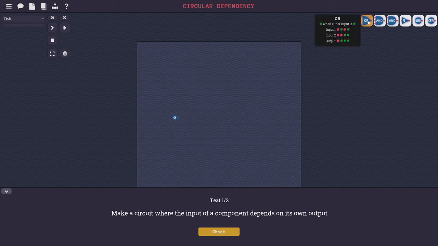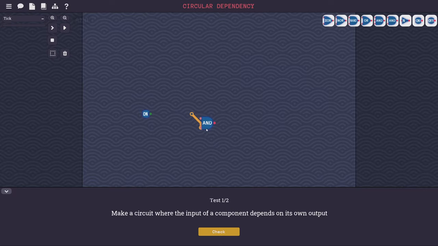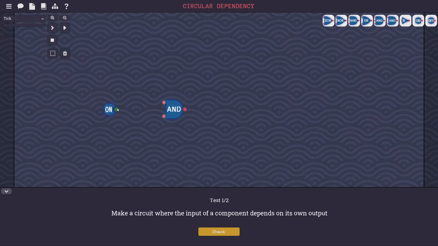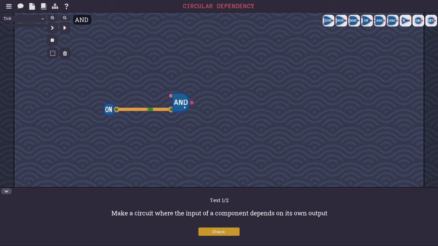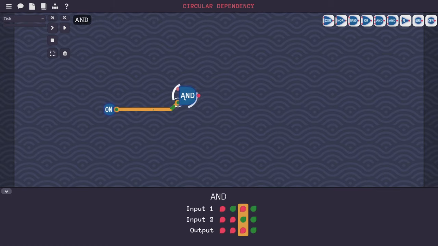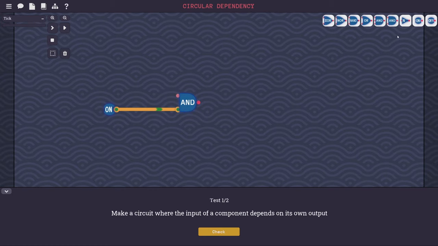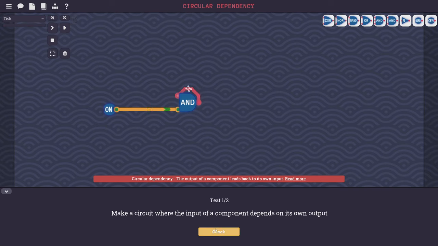Okay, what if we just do a... Actually, let's do an AND gate here. Let me zoom in. So if I was to put this here, I think there's a way to... Okay, if I double click, then it'll keep the wires within. If I was to loop this around to itself, that's a circular dependency. Let's check that. Okay, create a circular dependency involving at least two components.